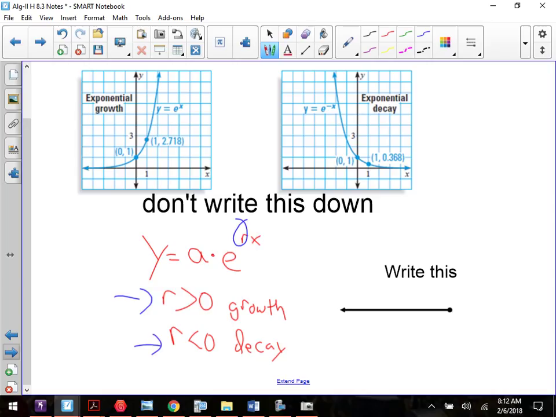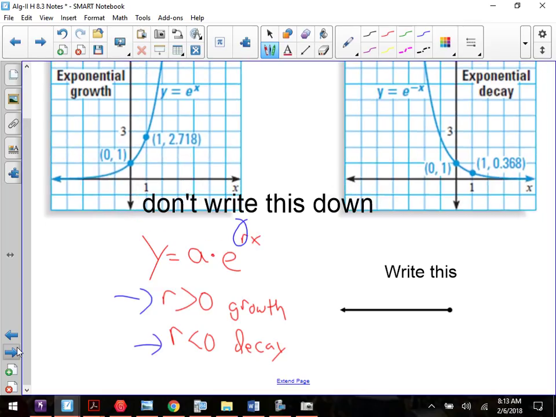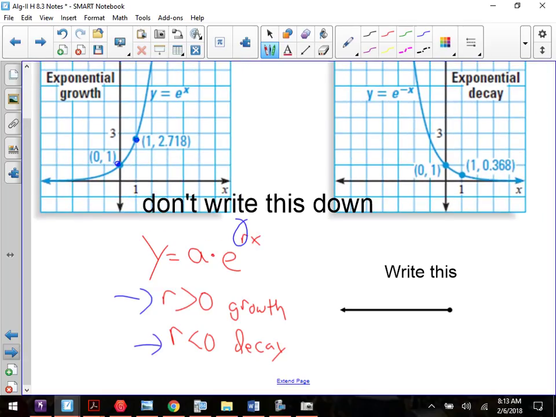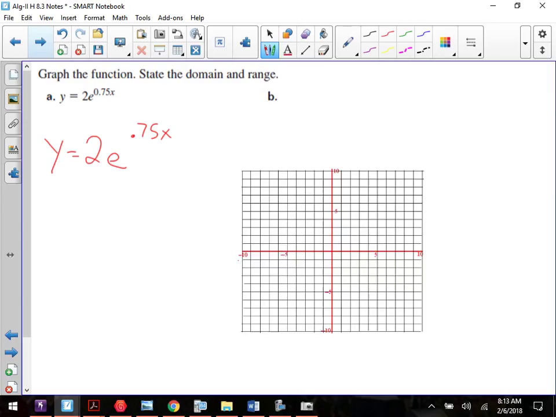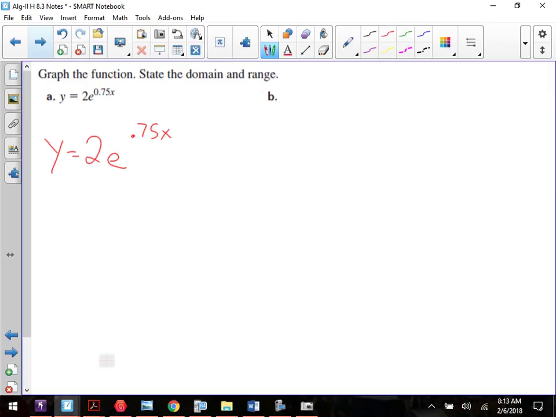Notice, and just real quick in the graphs, they're only using 0 and 1 for values of x, because it's really all you can do, since you know very little about this. So when we go to graph these, if I use y equals 2e to the 0.75x, is that a growth or a decay? Decay, because the r value is less than 1.